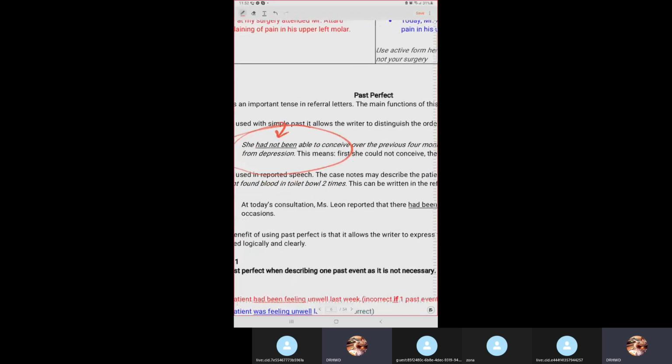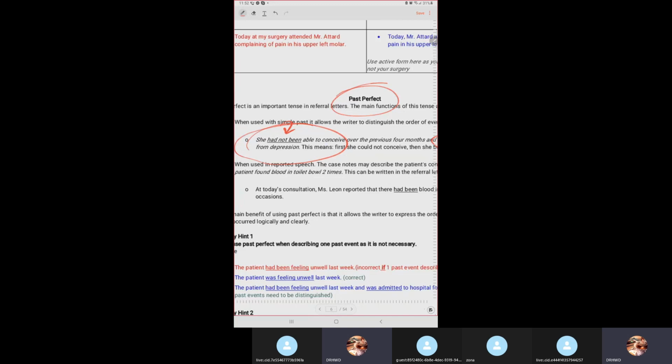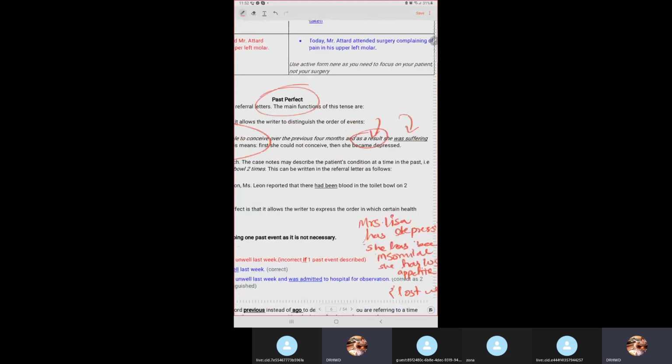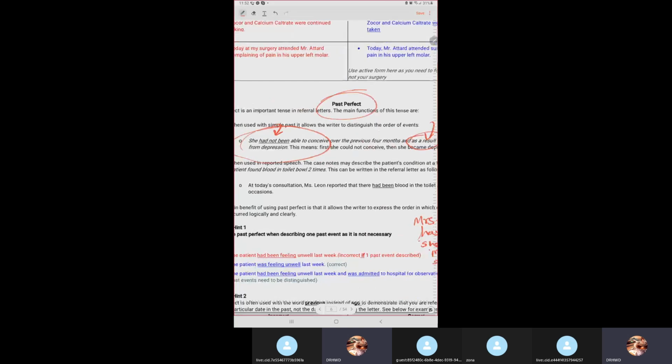So when I use past perfect, what I do is I tell the examiner that this thing happened first by using past perfect tense. I say she had not been able to conceive over the previous 4 months, and I use as a result to tell them that this is why she was suffering from this depression. Let's recap. What I'm saying here is that when you combine the past perfect tense with the simple past tense, you can tell them what happened first, right?